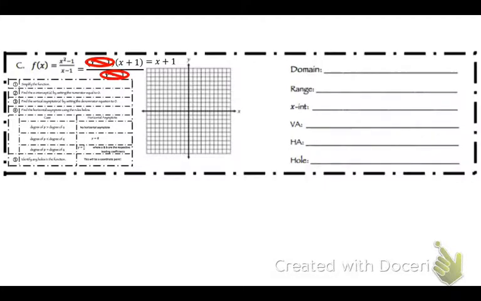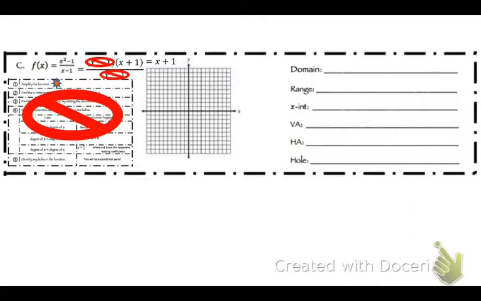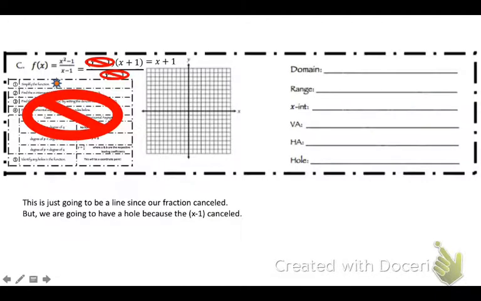We are going to have a hole though. But let's still just go through these steps. So we simplified the function. We need to find the x-intercept. Oh, just kidding. We're not going through the steps. Okay, so like I was saying before, this is just a line. So we're just going to graph this as a line. But we are going to have a hole because the x minus 1 canceled.